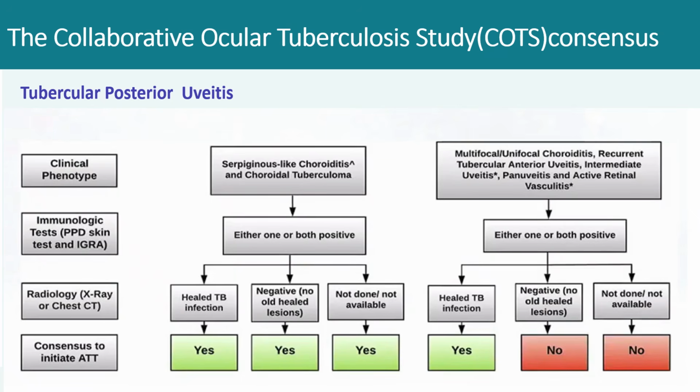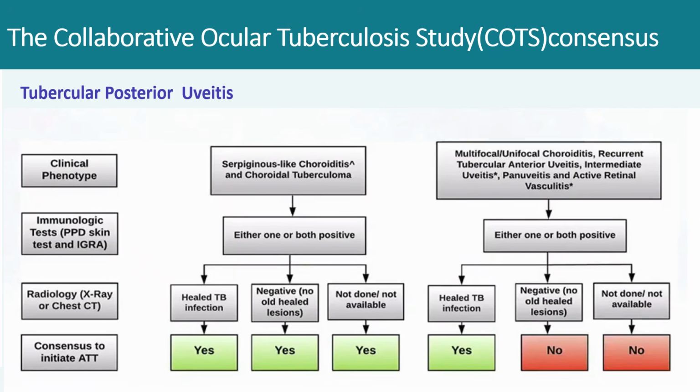Now, in posterior uveitis, they classify the management based on the phenotypic presentation. Some phenotypic presentations are strongly suggestive of tuberculosis, like serpiginous-like choroiditis and the presence of choroidal tuberculoma. Both of these are very strong phenotypic presentations that mandate the use of anti-tubercular treatment even in the presence of only one immunological test or in the absence of radiological evidence of tuberculosis. Based on these findings, you can use the anti-tubercular treatment.